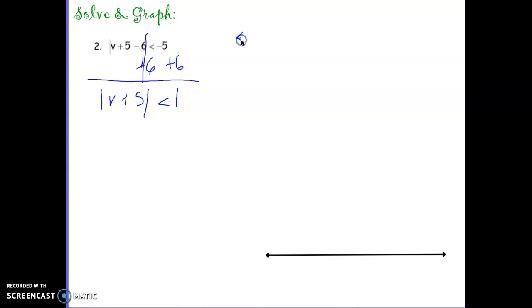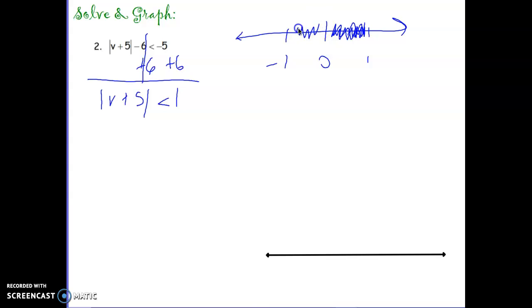Okay, so let's look at this one, less than 1. So here's 0, here's 1, here's negative 1. Both of those are 1 unit away from 0. And I want all the things that are less than 1 unit away from 0. Well, on the positive side, that's going to be here. All of those numbers are less than 1 unit away from 0.